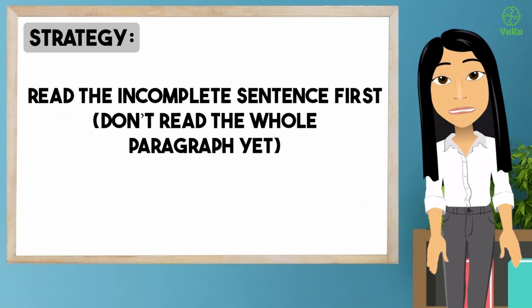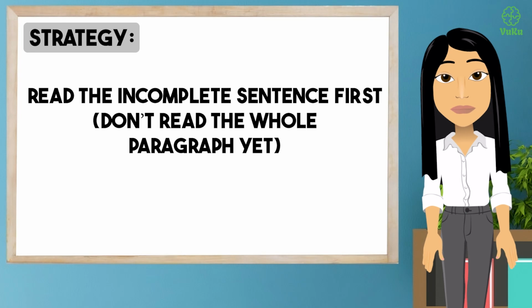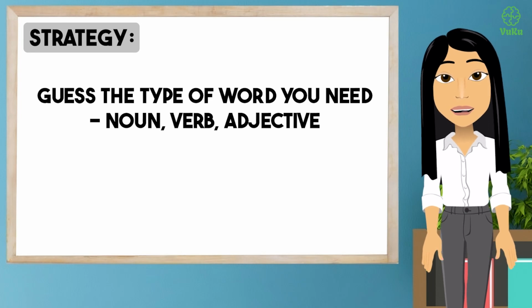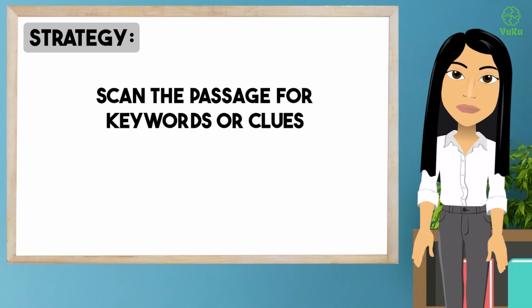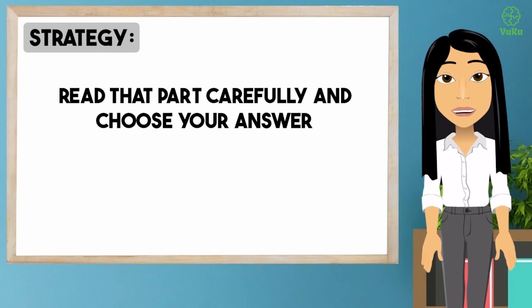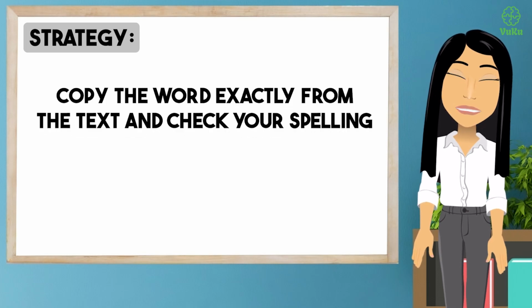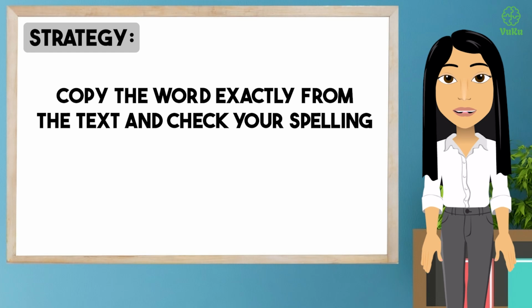Read the incomplete sentence first. Don't read the whole paragraph yet. Guess the type of word you need: noun, verb, adjective. Scan the passage for keywords or clues. Read that part carefully and choose your answer. Copy the word exactly from the text and check your spelling.